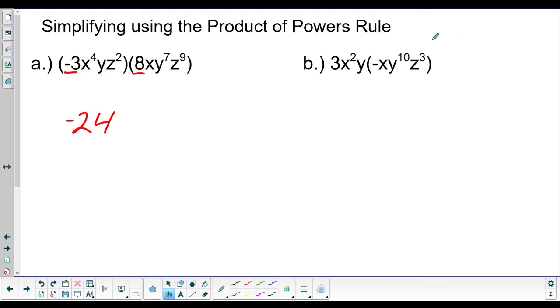We don't need the power rule for that. We can just do multiplying. What we do need the power rule for are the exponents on these variables. So we have x to the 4th here, and then we have an x here. If you don't have an exponent, the invisible exponent is a 1. Same thing with this y here. So x to the 4th times x, we're going to add the exponents because they're matching bases. So 4 plus 1 will be 5, and we have x to the 5th power. For y, we have 1 plus 7, so we'll have y to the 8th power. And then z has 2 and 9, so we'll have z to the 11th power.